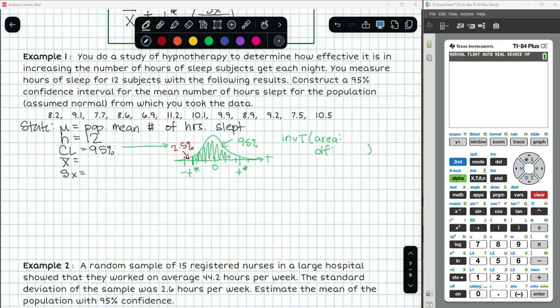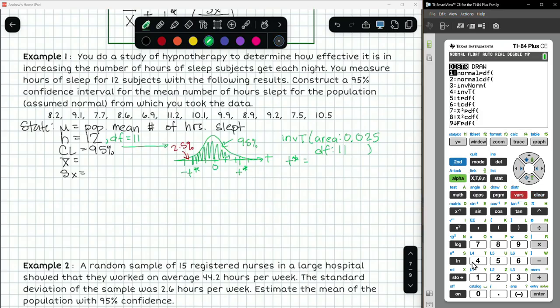And I need to enter that as a decimal in the calculator. So I'm going to move the decimal place 2 to the left. 1, 2. So 0.025. And then degrees of freedom is sample size minus 1. So my DF is 11. And that's going to give us our t star. So let's go ahead and run that really quick. Second bars, option 4, an area of 0.025, and a degrees of freedom of 11.